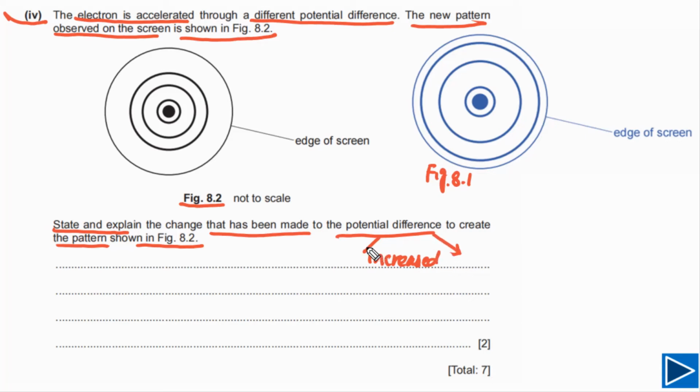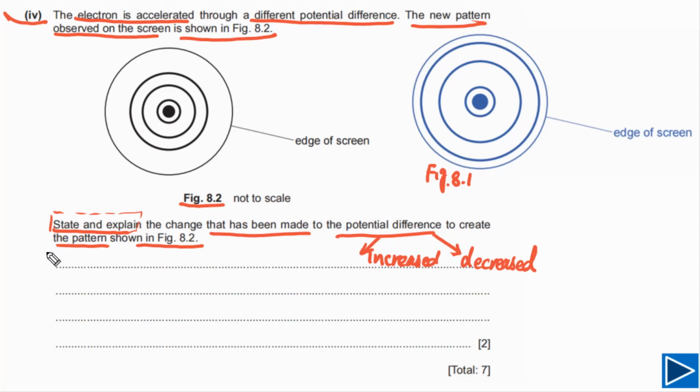Then we have to explain that. Potential difference has been increased or potential difference has been decreased. This is what we need to state, and then we need to explain. State and explain, and this question has only 2 marks: 1 mark for stating, 1 mark for explaining.